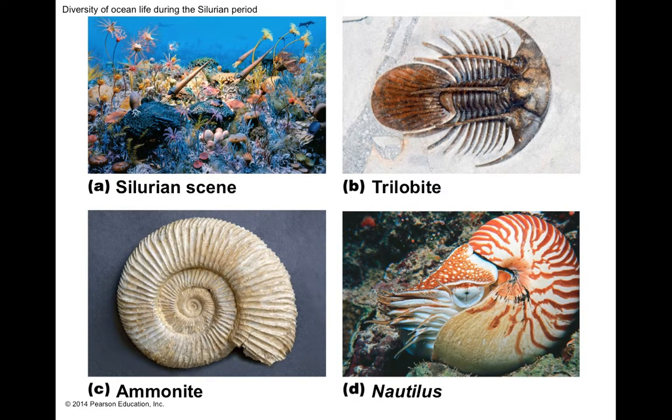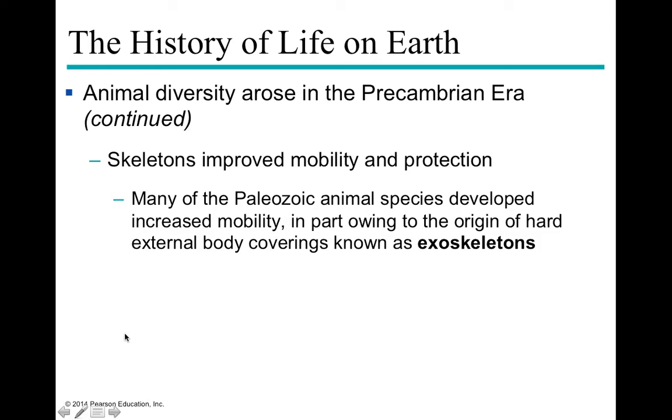So here's what a trilobite looked like. We know this from our fossil record. Here's what an ammonite looked like. And here's what a nautilus looks like, very similar to those early ammonite precursors.